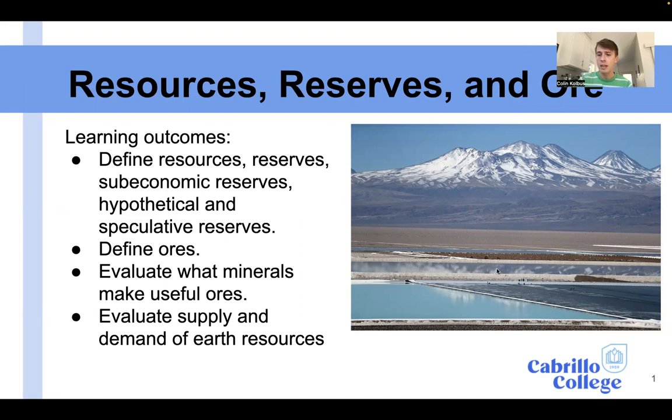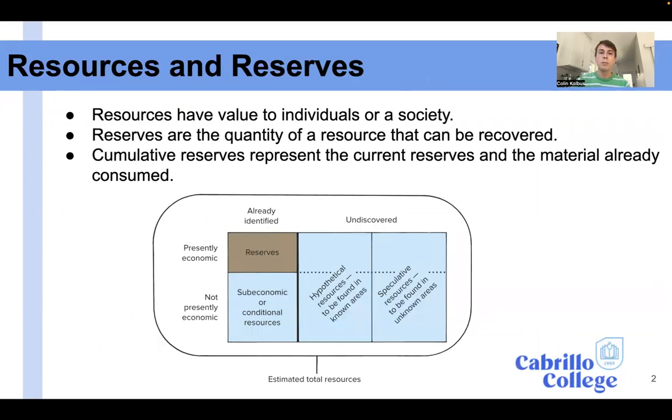Here we have a lithium brine pool, which is a really popular way of extracting lithium from really saturated brine solutions deep in the earth. So, resources and reserves. Resources are a material that has some inherent value to an individual or society. There can be water resources, food resources, and in this instance, we're talking about earth resources. So materials that come from the earth, minerals and rocks that have some chemical in them that presents some value to civilization.